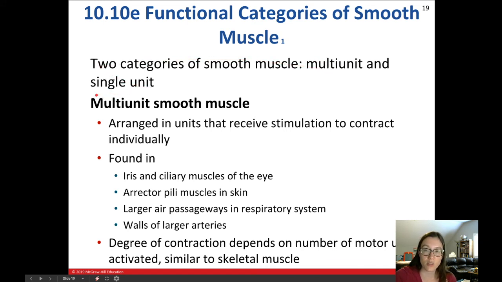So multi-unit smooth muscle is going to be pretty similar to skeletal muscle. It's arranged in units that receive stimulation to contract individually. It's found in just a few places: in the iris and ciliary muscles in the eye, erector pili muscles in the skin, larger air passages in the respiratory system, and the walls of the larger arteries. In this case, it's a lot like skeletal muscle. The degree of contraction depends on the number of motor units activated. So it's very similar to skeletal muscle.